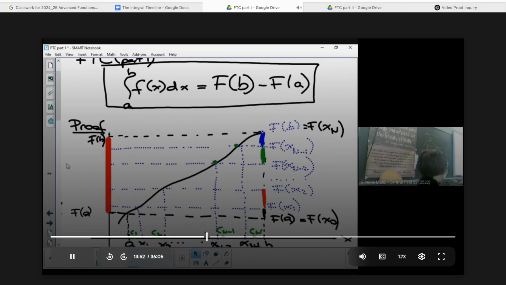What's the meaning, graphically, of F at b minus F at a? What's the meaning of that? Let's take a second to think. What is it? It has a very specific meaning there, on my graph right there. What's the meaning of F at b minus F at a?